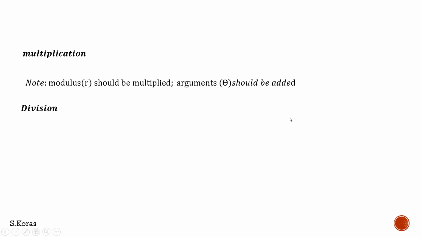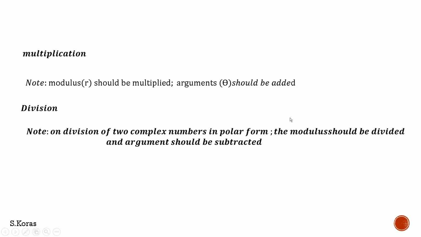For division, divide modulus, subtract arguments. But one thing you must keep in mind, it should be in the proper polar form. It must be in the proper polar form. It should be in the form r into cos theta plus I sin theta. Cos theta is real part, sin theta is imaginary part.